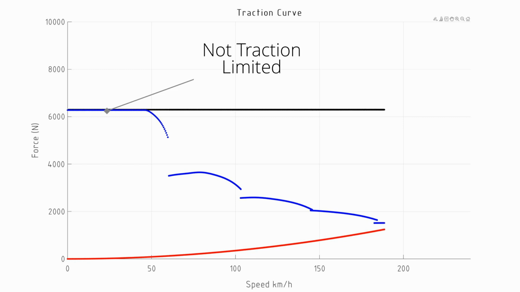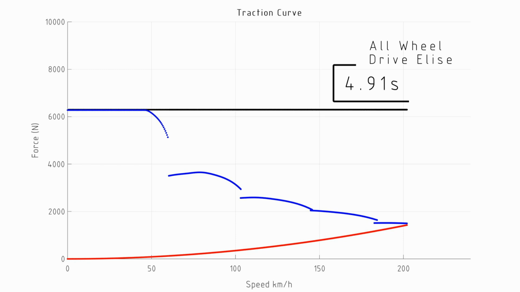Now this would actually be quite difficult to drive. You would be needing to let the clutch out over that whole first 0 to 50 kilometers an hour region. But if you manage to do that, the time comes down from about a 5.5 second run to about 4.9 seconds from the 0 to 100.